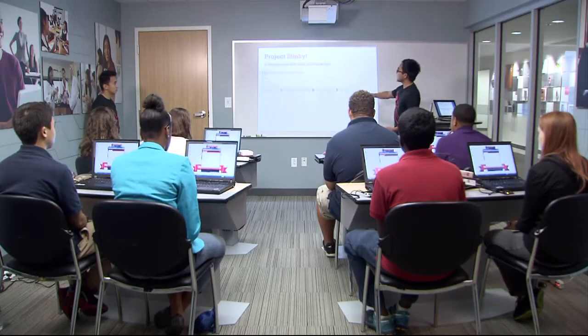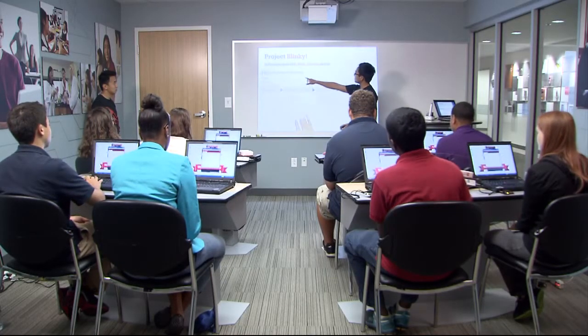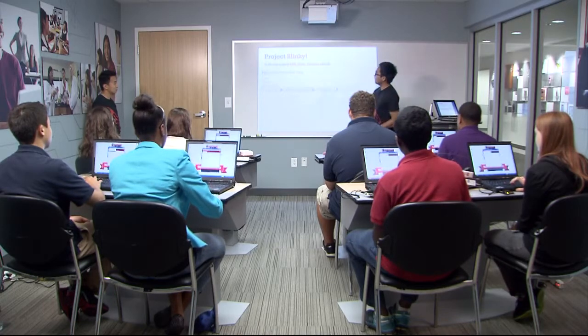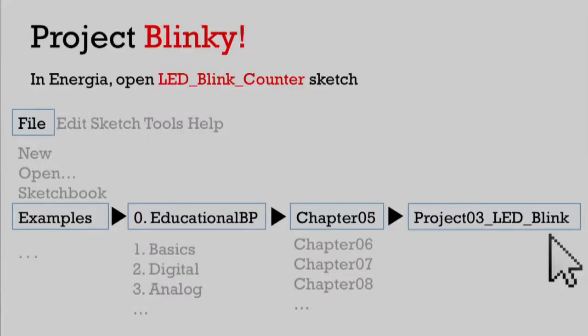So to find this example, just follow these steps here. If you just go to File, Examples, 0.educationalbp, Chapter 5, and Project 3 LED Blink. So it's kind of a long path. But if you follow that, you should find the example code that we're going to be using today.